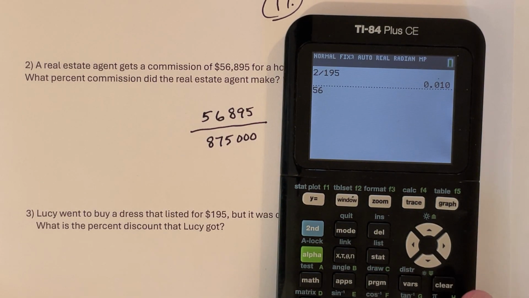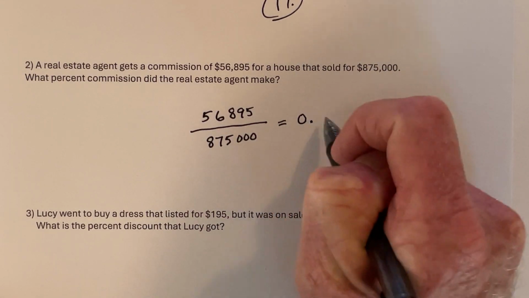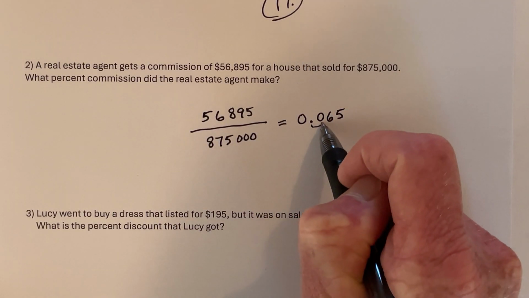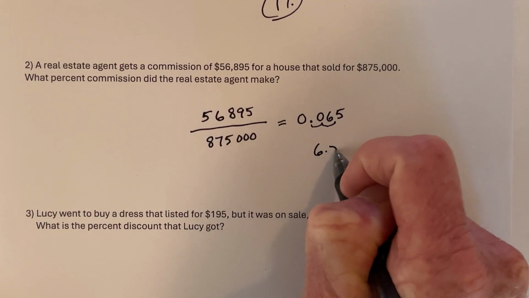So 56,895 divided by 875,000, and that's a 0.065. So 0.065, and just move the decimal over by 2 to get the percent. So that's 6.5% commission.